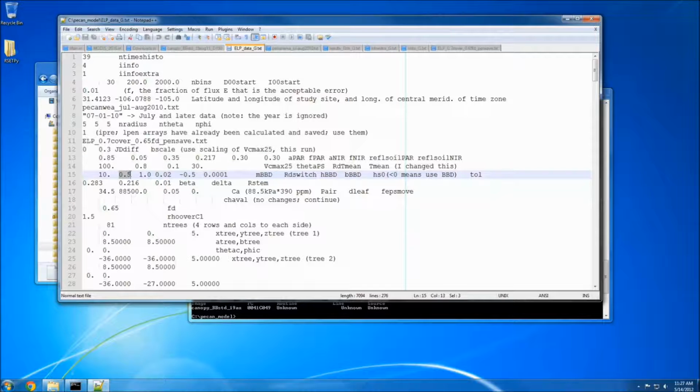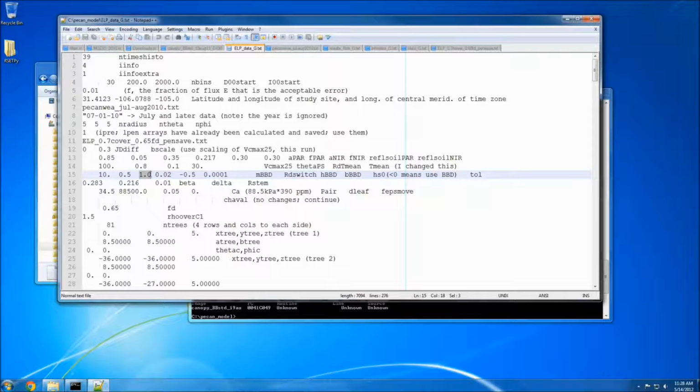The 0.5 says that I subtract the dark respiration in composing the photosynthesis rate used in the Ball-Berry index, and I'll explain in other documents what other values could be used. The 1.0 for this parameter HBBD says that the stomatal response to humidity is in proportion to the first power of the relative humidity at the leaf surface. That's the standard formulation of the Ball-Berry model.